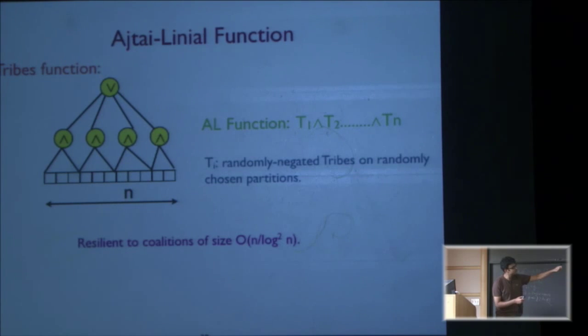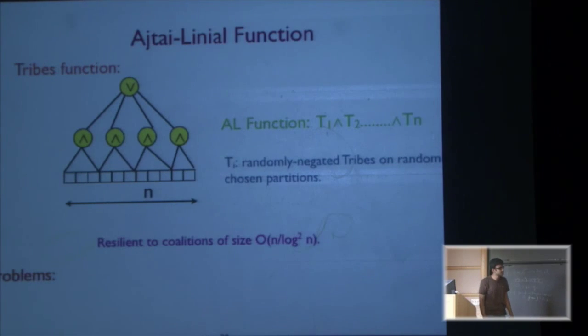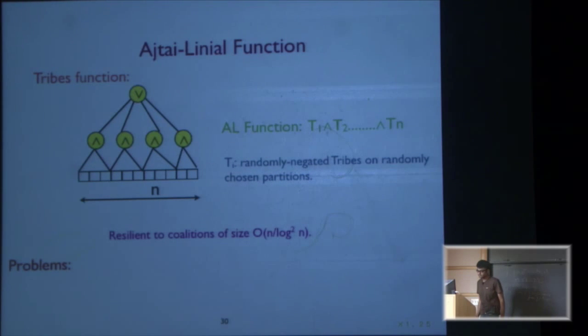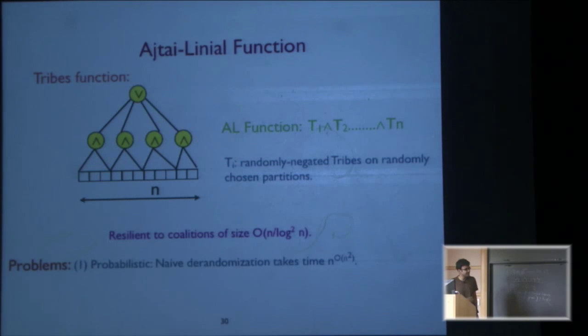And also in these tribes, some of the variables are randomly negated, so this sample space is actually not monotone. And the resilience is n by log square n. It's already constant depth, it's a depth 3 circuit. So the problems: naive de-randomization takes n to the order n square time, which is not good enough, and it's also not monotone.